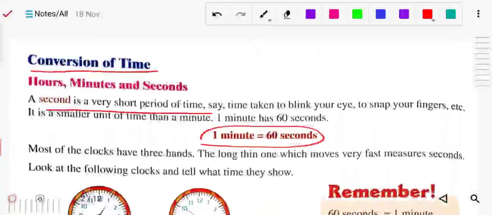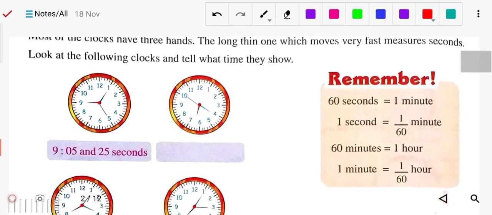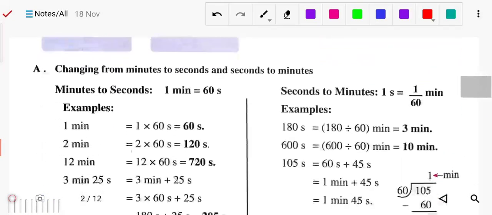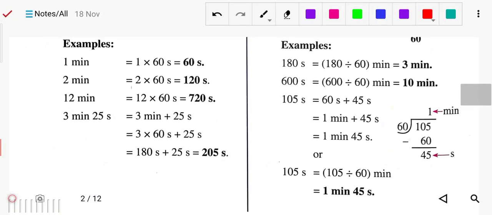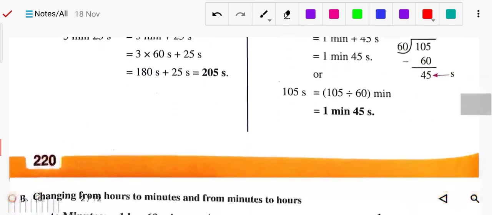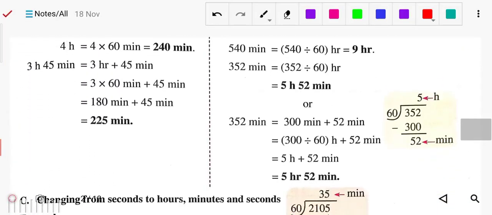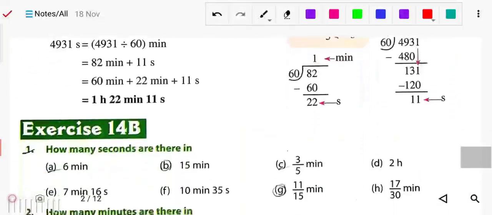So now let's solve exercise 14b. So here you can see exercise 14b. First of all, you see here these are the solved examples, you can check them. Okay, now we will solve this exercise 14b.